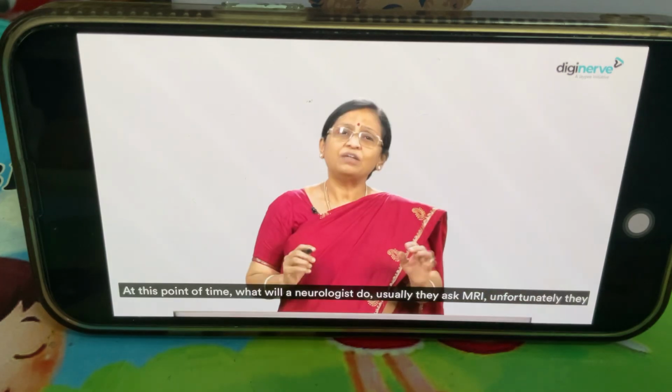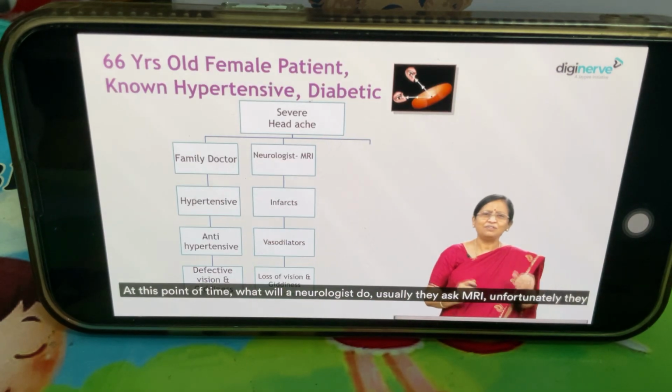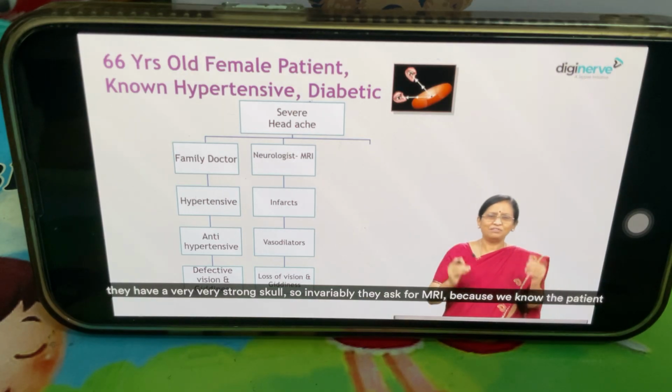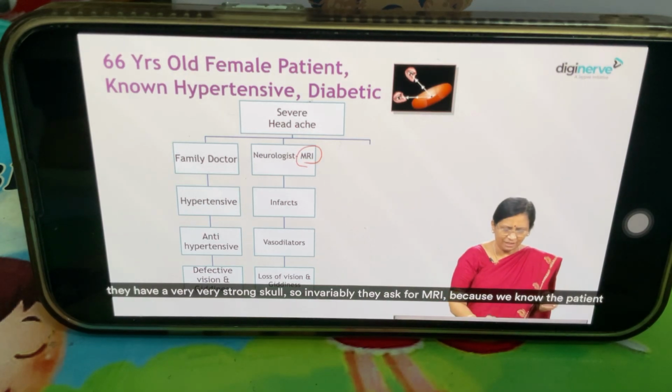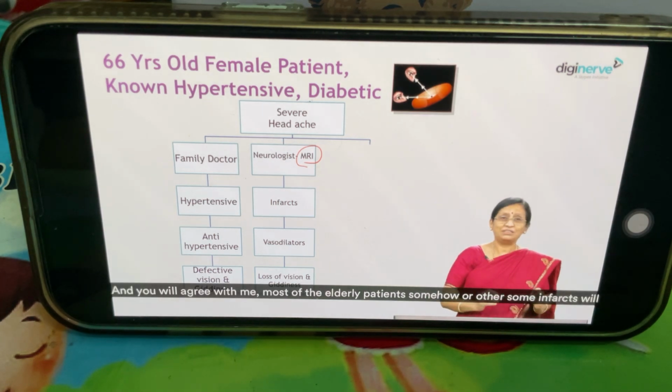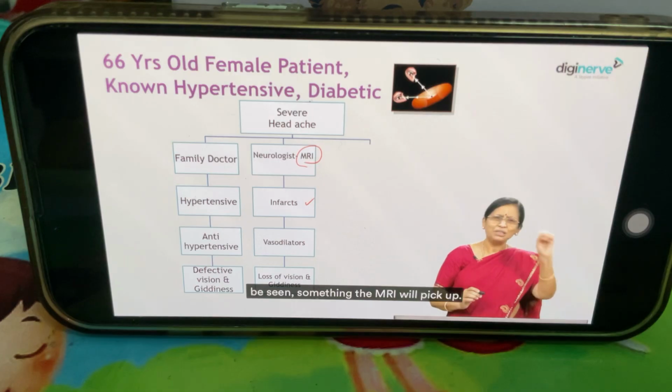At this point of time, what will the neurologist do? Usually they ask for MRI. Unfortunately, they don't have a transparent skull. We have a transparent cornea, so we just see with the indirect ophthalmoscope. They have a very, very strong skull. So invariably, they ask for MRI because we know the patient is suffering. And you will agree with me, in most elderly patients, somehow or other, some infarcts will be seen. Something the MRI will pick up.